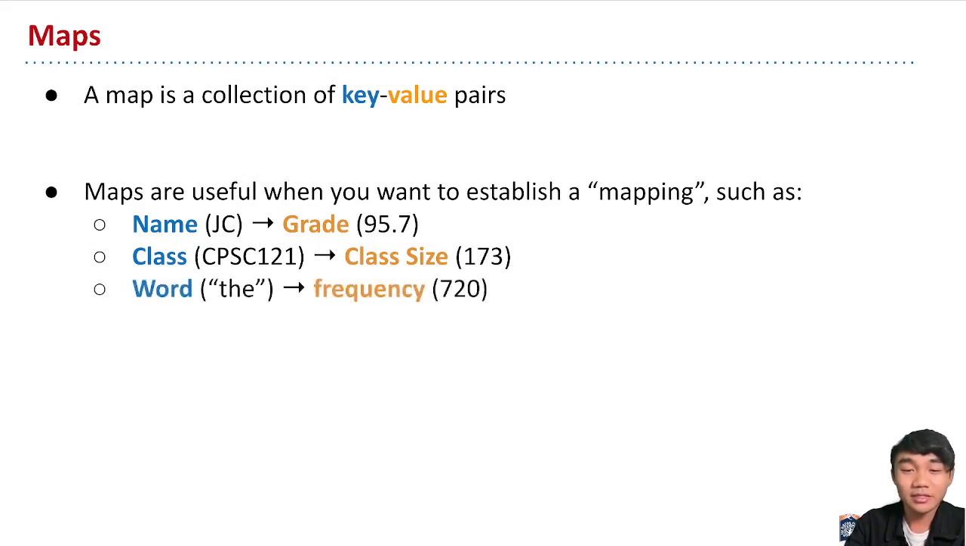Or if you have a big essay, you could map from a particular word in that essay to the number of times that that word pops up, or the frequency of that word. So having the ability to store associations between different types of data is extremely useful and widely used in the real world. And you'll find maps also very useful to solve some of the coding problems that you're going to encounter during interviews.